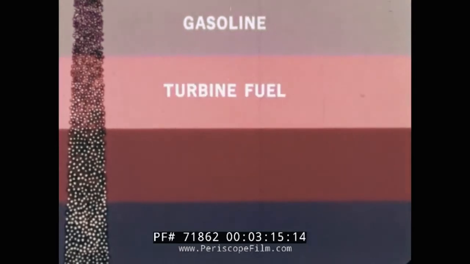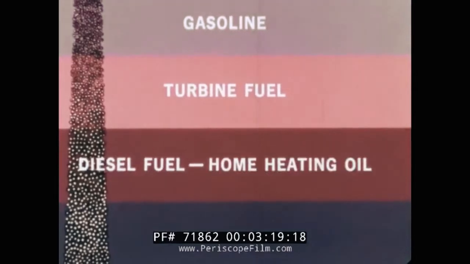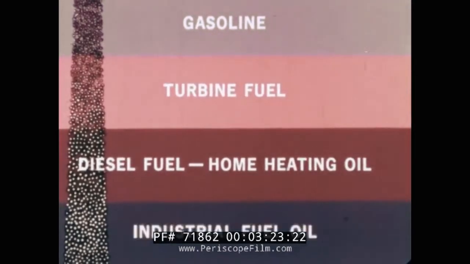The top fraction goes to make gasoline. The next one, turbine fuel. The next, diesel fuel and home heating oil. The rest either goes to make industrial fuel oil or is separated into more fractions.